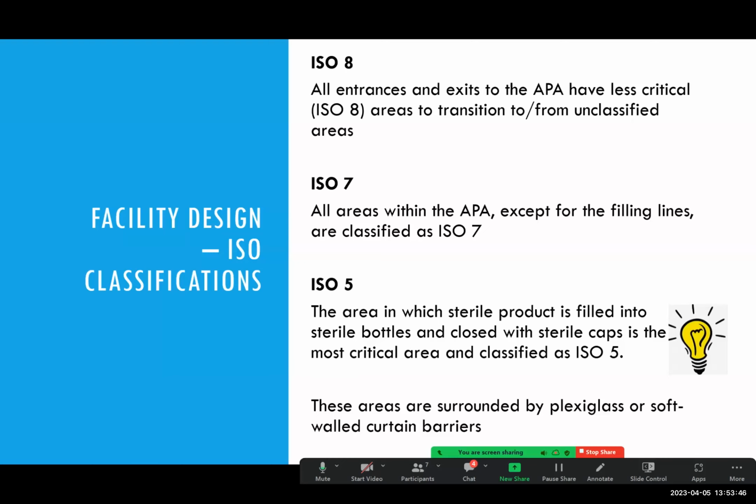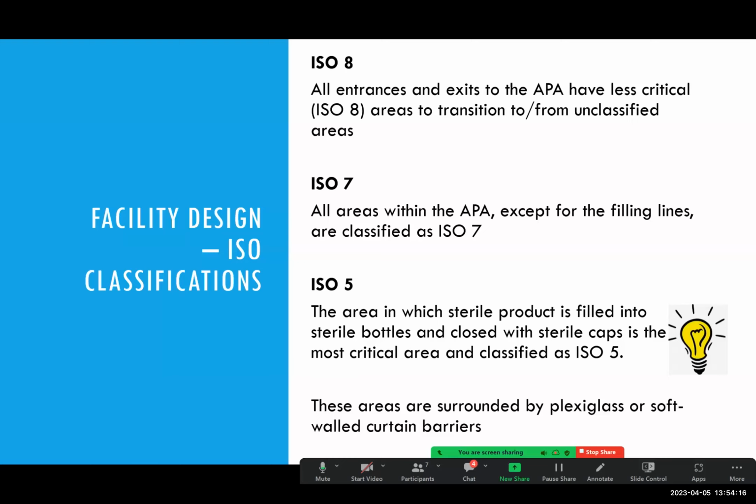And then from ISO 7, we move to ISO 5. This is gonna be Brianna in the room running the machine that's filling the bottles with the cough syrup and putting the caps on the bottle. This is the most critical area, the most classified area. This is the highest risk for contamination because I'm the closest to the product. I'm right in the area where all 3 of them are coming together.